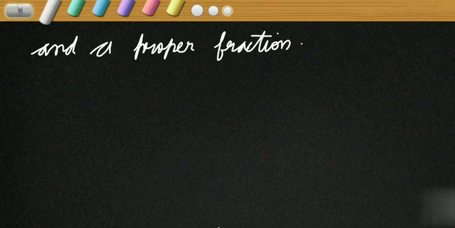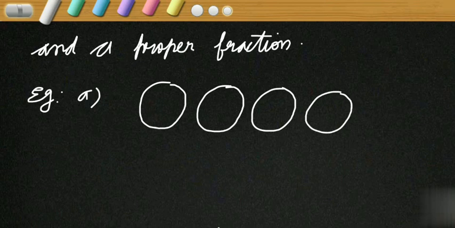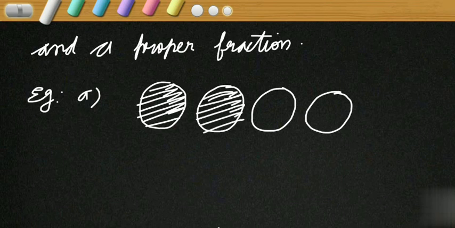So let's try to write some examples. Examples: A, 1 circle, 2 circles, 3 circles and 4 circles. In the first one, the complete circle is shaded. In the second one also the entire circle is shaded. In the third one also the entire circle is shaded. And in the fourth one, the circle is divided into 2 and only one portion is shaded.